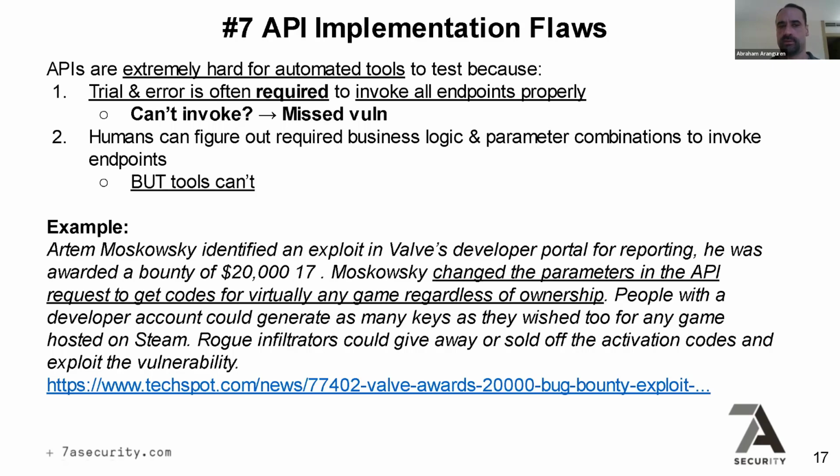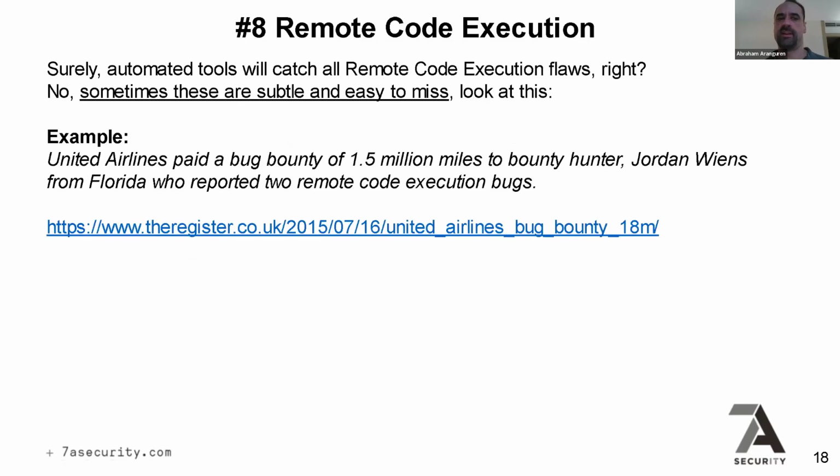And tools are really bad at this, right? Because sometimes you have to do a sequence, like I mentioned before, calling several API endpoints in sequence. And if you don't use the right sequence or the right parameters or something else, then you fail to call the API, so you will not find the flaw, right?